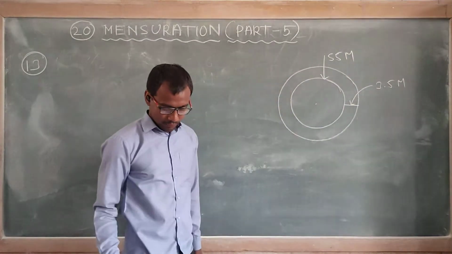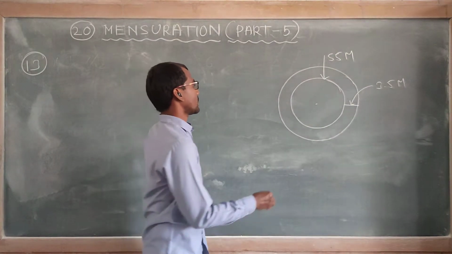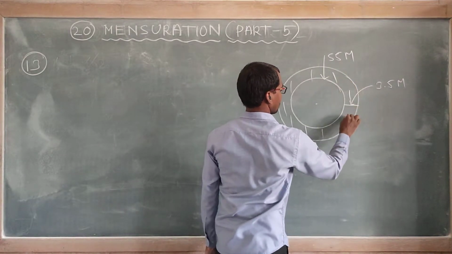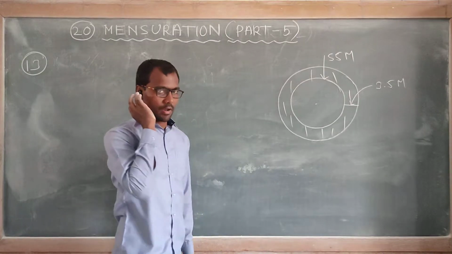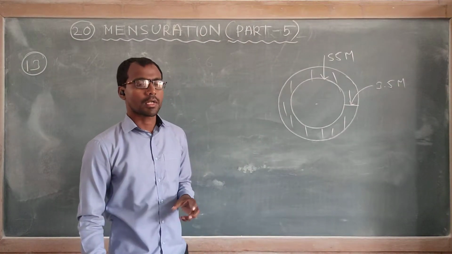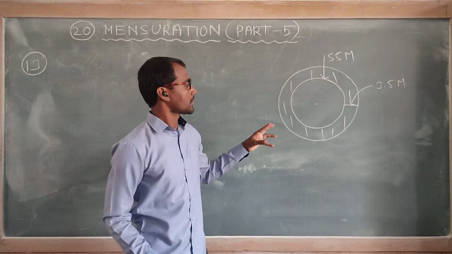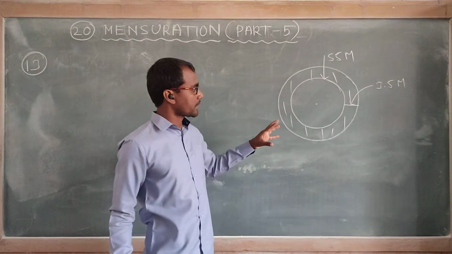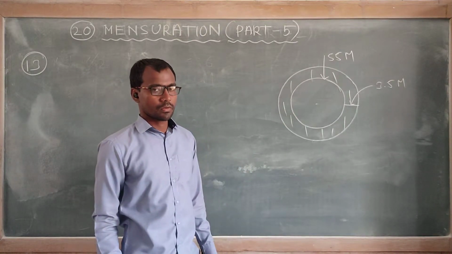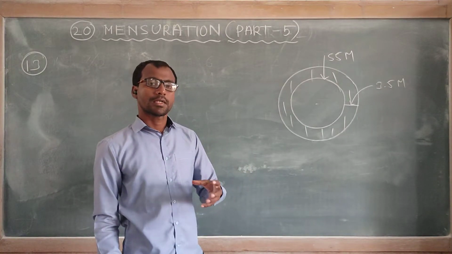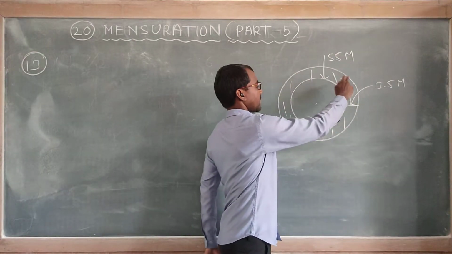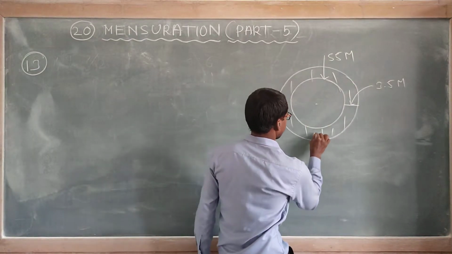Okay, we have to find the area of the park. This is the park. We have to find its area. Okay. Now such a figure is called annulus. Remember this. There are two circles having the same center. These are called concentric circles. Okay. Circles having the same center. Ready? And this shaded region is called annulus.